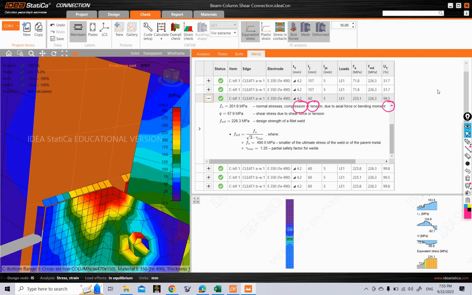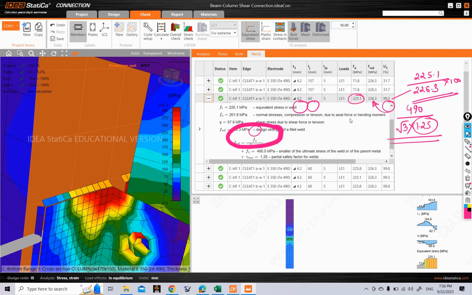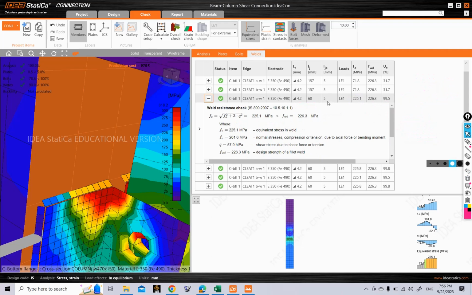So how do we calculate the permissible value of weld stress? You can see the formula here. The ultimate stress of weld, which is 490 megapascals, divided by root 3 into the partial safety factor, which is 1.25 according to our code, comes out to be 226.3 megapascals. And since the maximum weld stress is 225.1 megapascals, this utilization ratio comes out to be 99.5% when you divide 225.1 by 226.3. So this is about the design results for our weld.